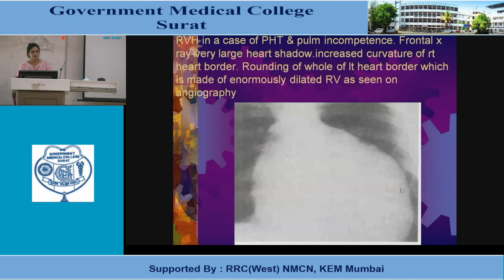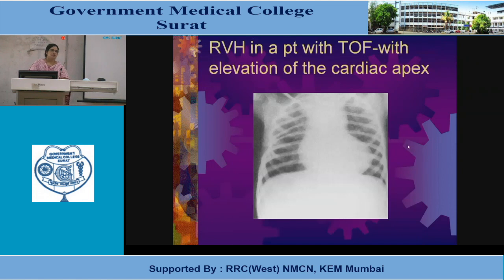Again, a case of right ventricular hypertrophy. You can see rounding of the entire left heart border, which is made of an enormously dilated right ventricle, as seen on angiography. Now, right ventricular hypertrophy in a patient with TOF, with elevation of the cardiac apex. Again, you can see this leads to elevation of the cardiac apex.